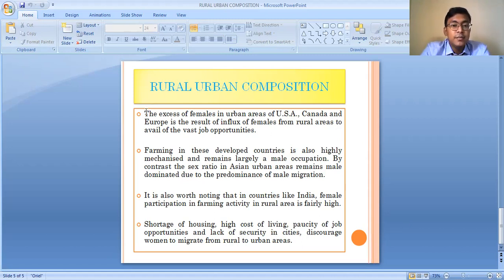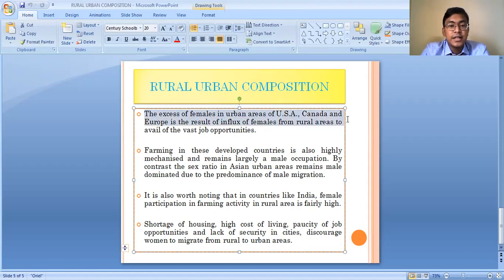So the excess of females in urban areas of USA, Canada, and Europe is the result of an influx of females from rural areas to avail of the vast job opportunities. If you visit the towns and cities of USA, Canada, and other European countries, you will find more females in the urban areas. Why? Because the females have migrated from the rural areas to the urban areas to avail the vast job opportunities. But in case of India, the condition is opposite.